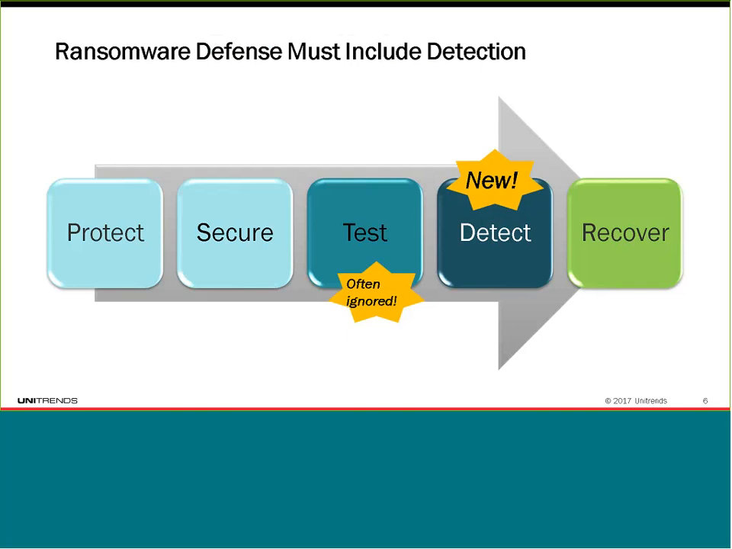A lot of solutions talk about protection and recoverability, but in the middle, as you can see here, there are a lot of unaddressed aspects to this. The security of the system, the testing capabilities that are often ignored, the detection capability. This is a new thing that Unitrends is doing that has not really been associated with data protection products. Usually that's security solutions that are doing this, but what Unitrends has done is introduce some new approaches to this problem to help with making sure that you're covered.